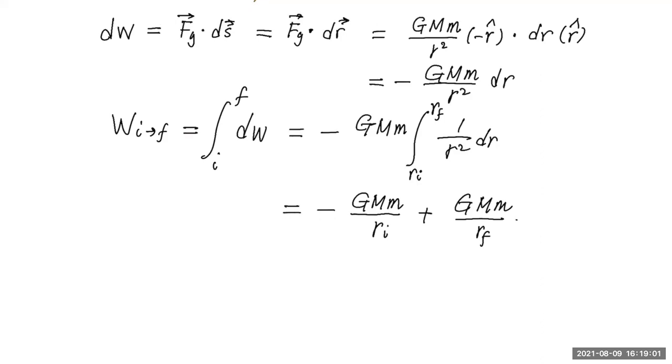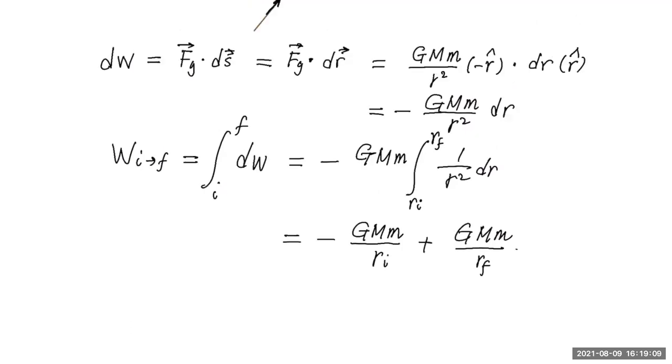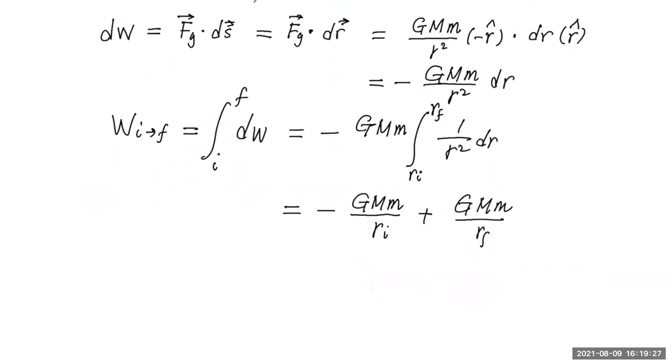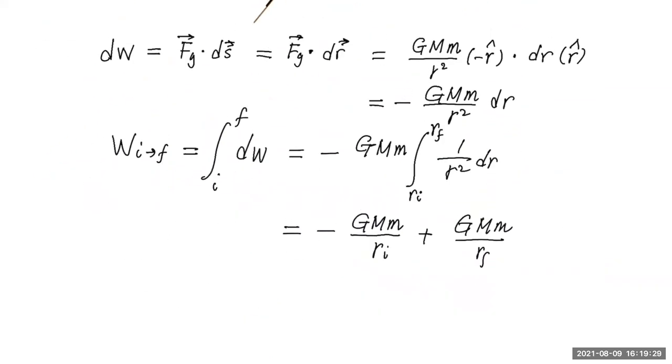Okay. Now, on the other hand, we realize that in this final expression, there is no specific information about the actual path, this arbitrary path that led us from initial to final. The details of the path do not matter. What matters is only r initial and r final, which have to do with the initial and final positions. There's no mention of how it went from r initial to r final. So therefore, this force indeed is a conservative force, as we expect.